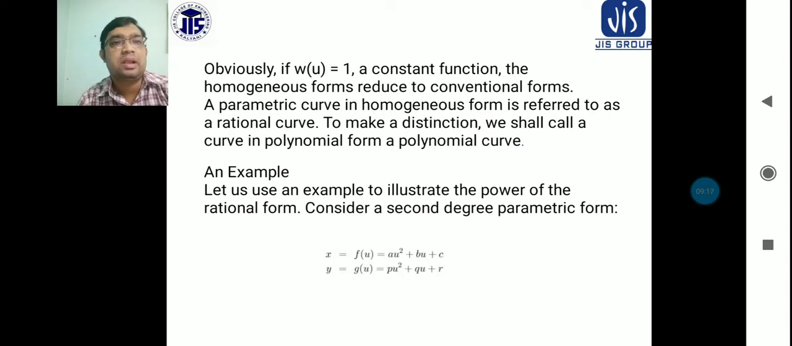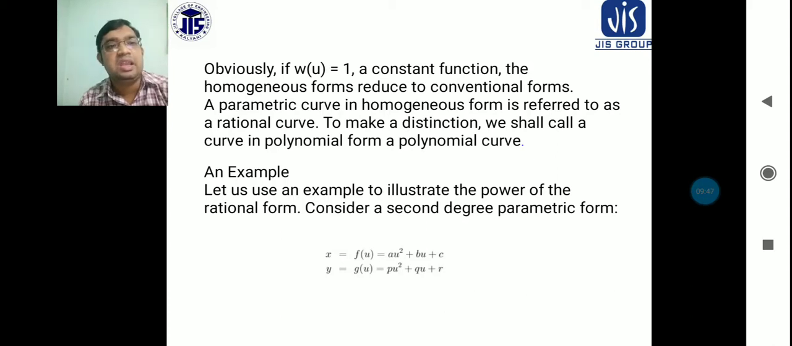A parametric curve in homogeneous form is referred to as a rational curve. To make a distinction, we shall call a curve in polynomial form a polynomial curve. That means this is called the polynomial, and also the polynomial curves. Let us use an example to state the power of the rational curve.